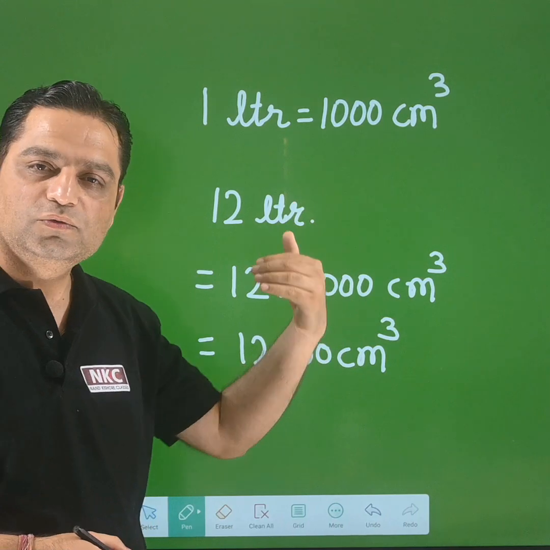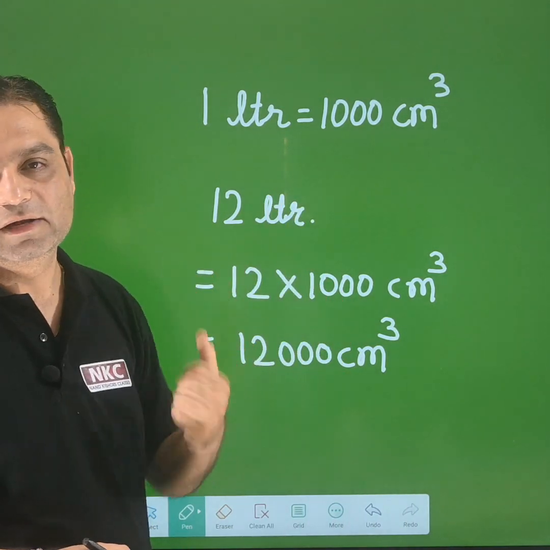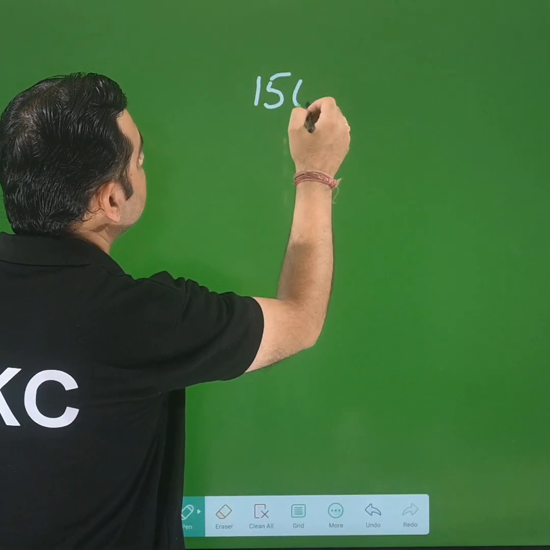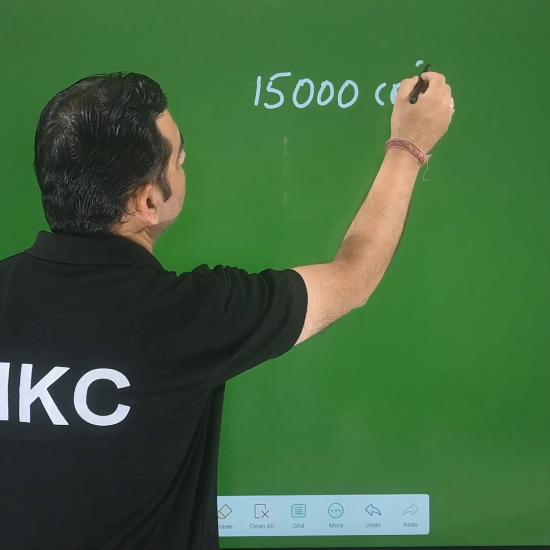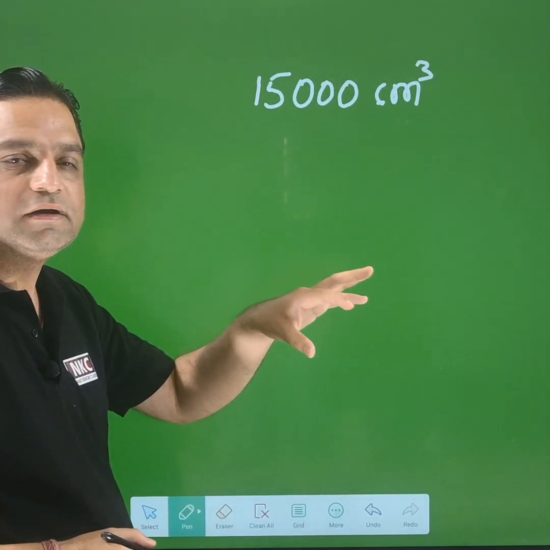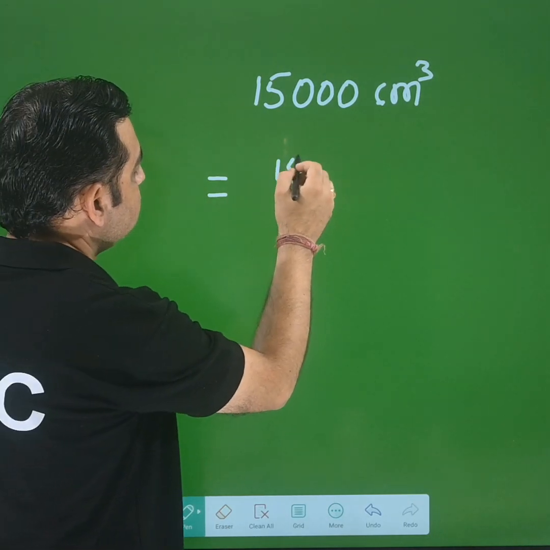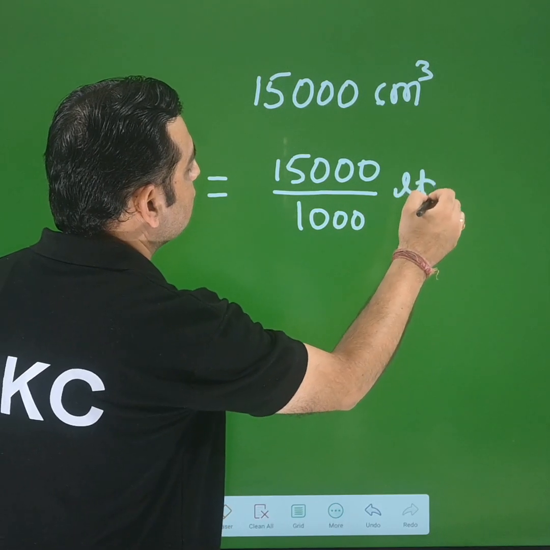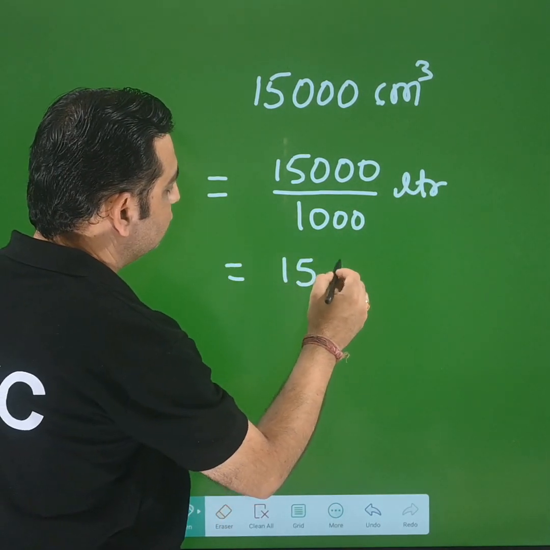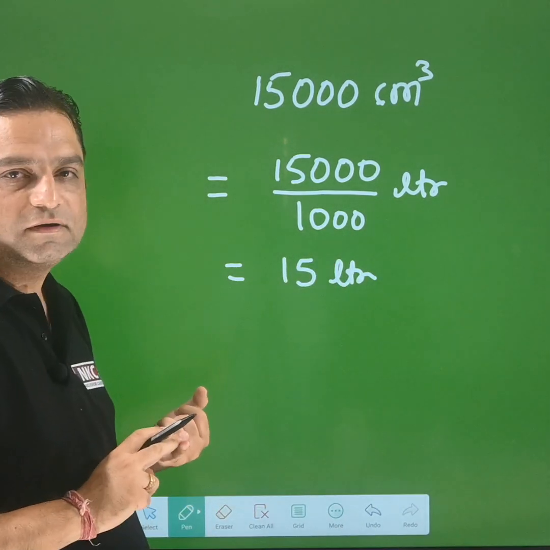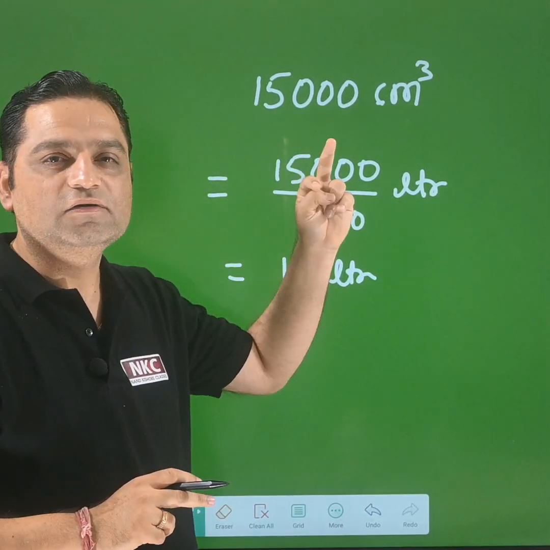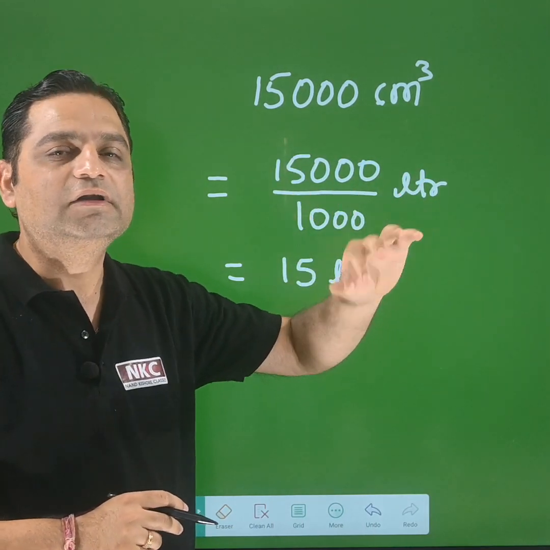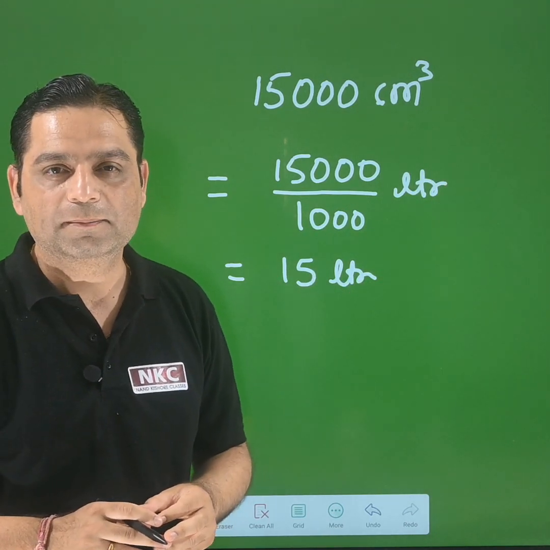And reverse, centimeter cube to liters, you will have to divide by 1000. For example, let's suppose we have 15,000 centimeter cube volume and we want to write it in liters. What will we do? We will just divide this 15,000 by 1000 to convert into liters, and hence it is 15 liters. So the basic requirement is, in the starting of the lecture I told you 1 meter cube is equal to 1000 liter. We need to remember it. And 1 liter is equal to 1000 centimeter cube.